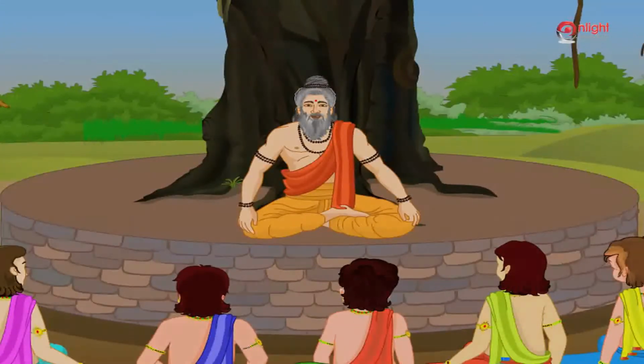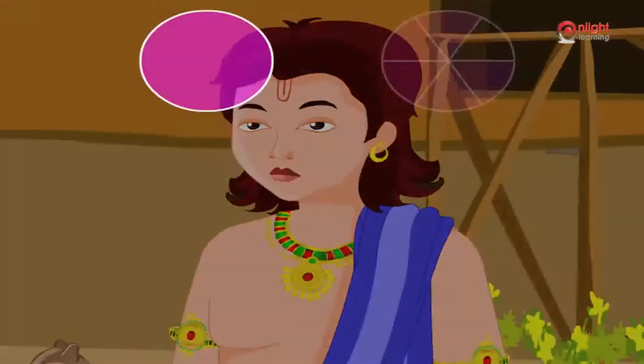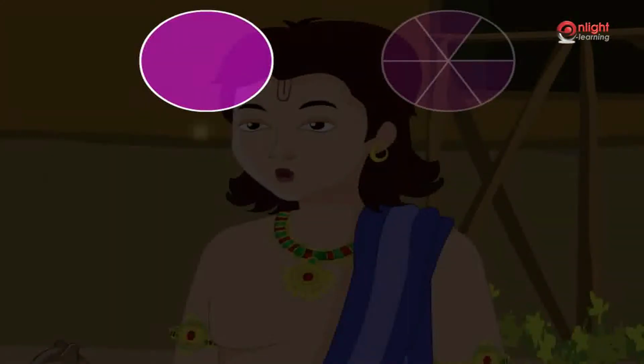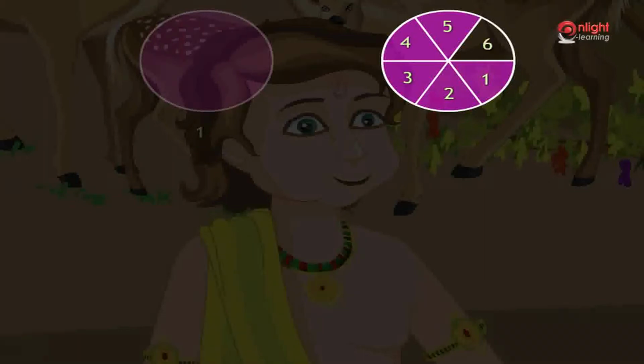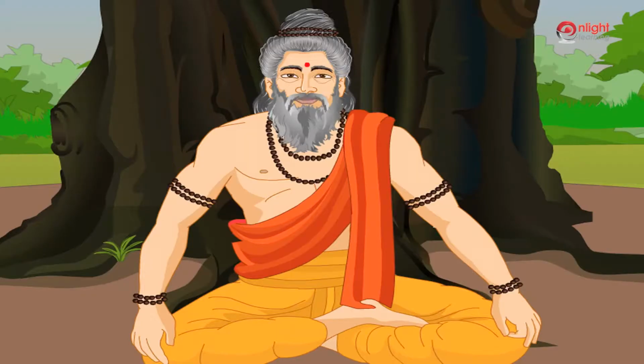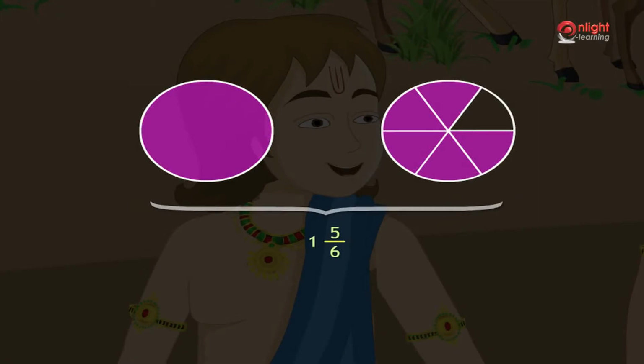What fraction does the figure represent? The first figure is shaded fully. It therefore represents one whole. Good. The second figure is divided into 6 equal parts and 5 parts out of 6 parts is shaded. So the fraction is 5 by 6. So, what is the fraction both figures together represent? One whole and 5 by 6 together, which gives 1 5 by 6.